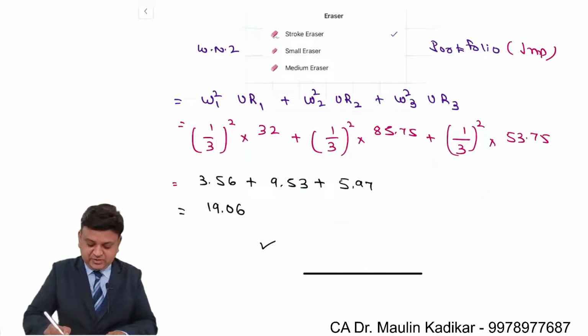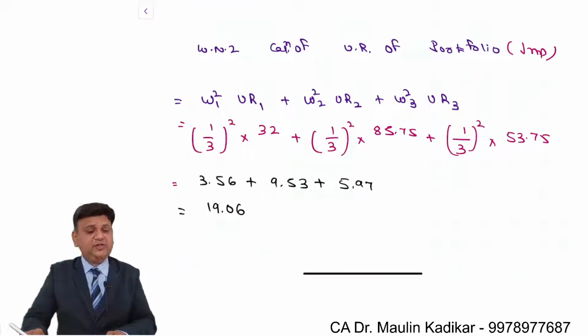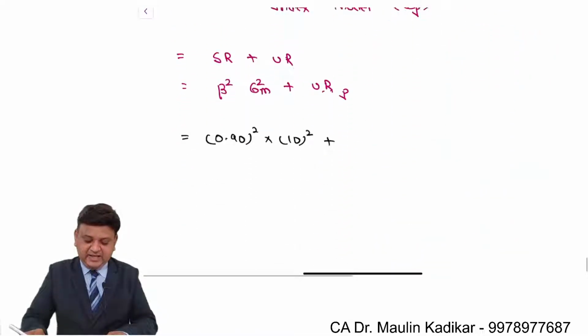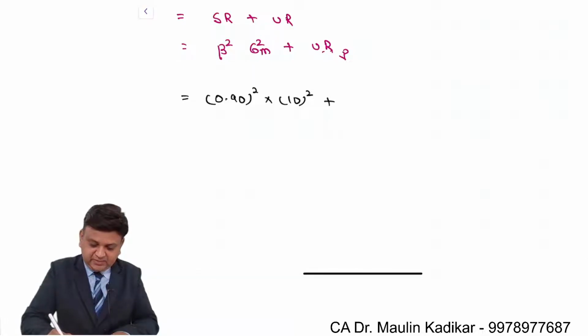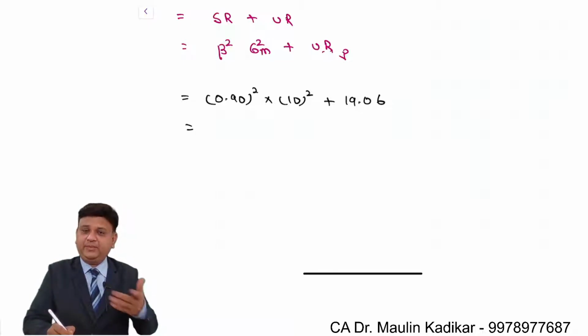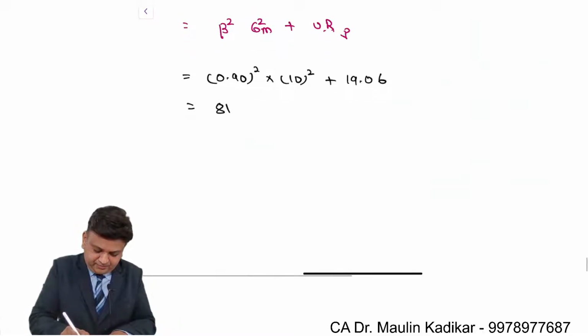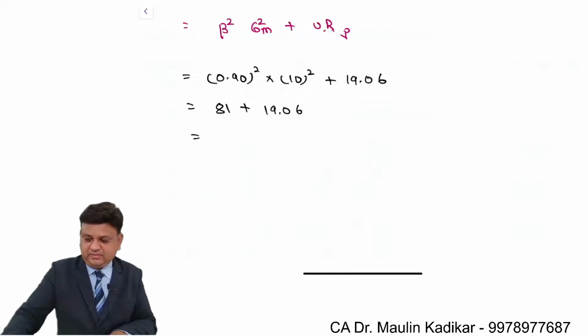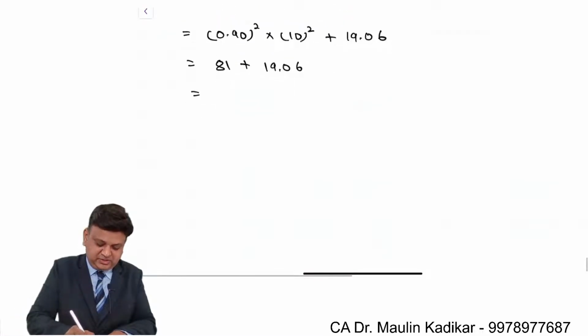It is 19.06. Of course, friends, you can understand beta square into sigma m square will be in the variance term. This is already in the variance term, so they can be added directly. That is 19.06. Square of 0.9 will be 0.81. 0.81 into 100 is 81. So 81 plus 19.06, that comes to 100.06.